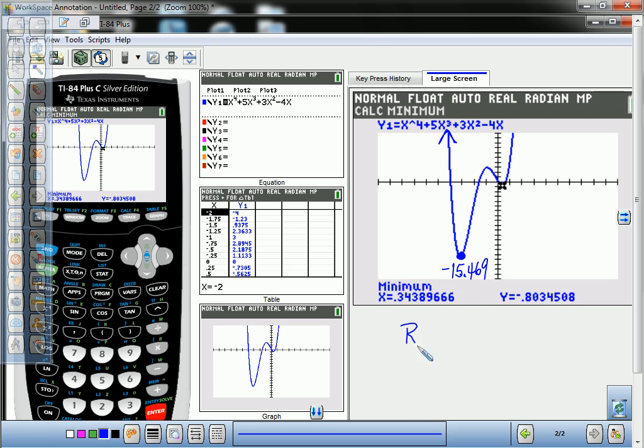So if we're talking about range, the lowest one is that negative 15.469, and then it goes up forever, so it goes to positive infinity.